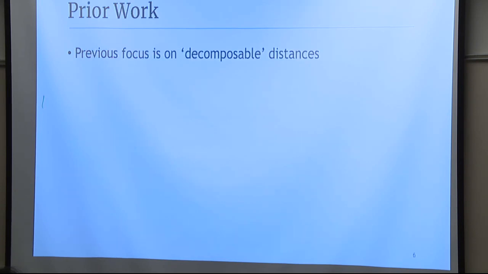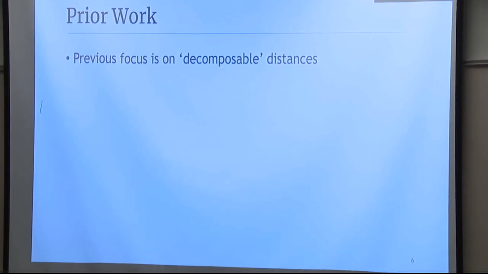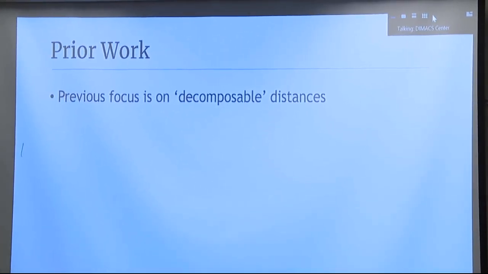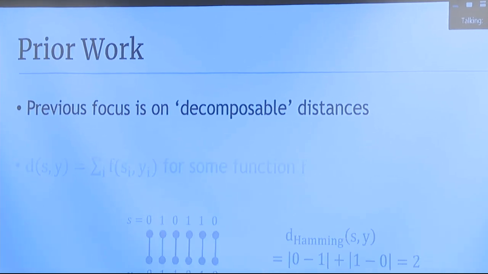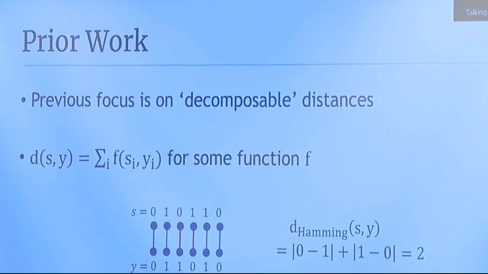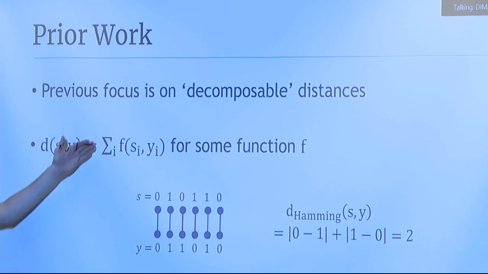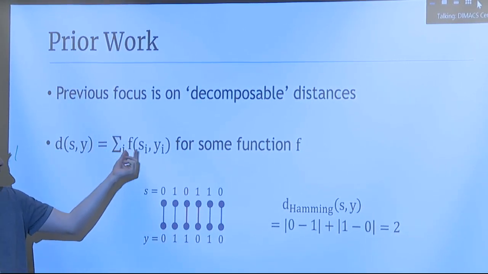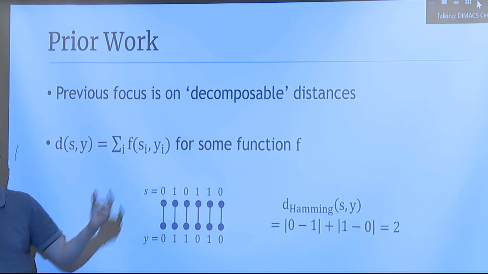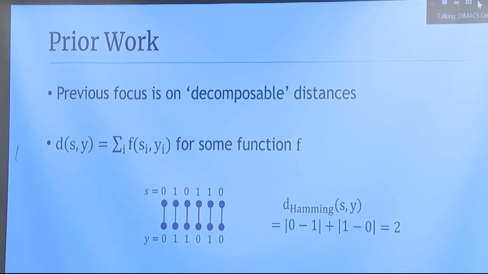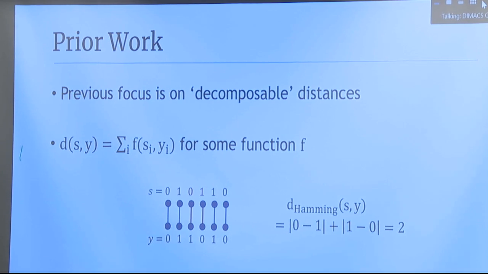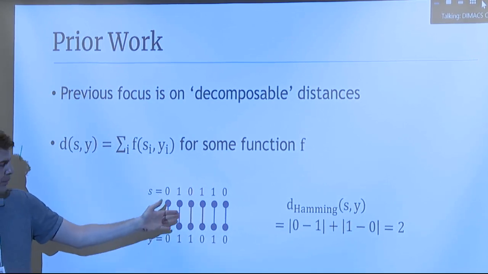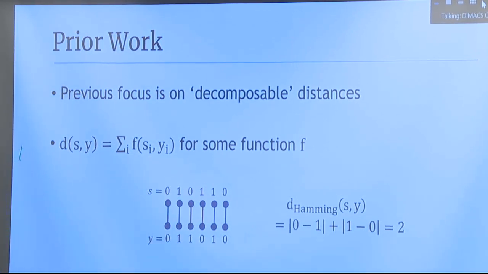What I wanted to stress in this talk is that previous work has mostly focused on decomposable distances. As I said, you have some distance function which is a sum over coordinates of some primitive function f of s_i, y_i, the ith coordinates of the respective vectors. For Hamming distance, we just added up the number of differences across the coordinates.